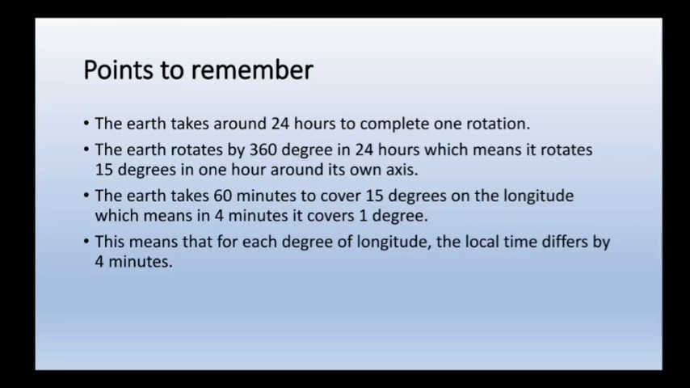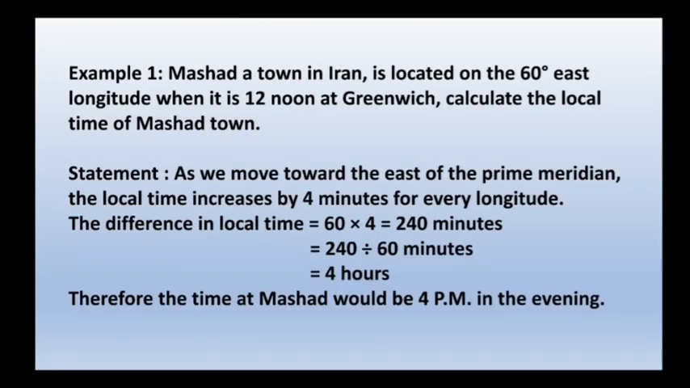Children, the local time of a place is calculated with reference to the time at the prime meridian, which is at 0 degree. So, let us see some examples of how local time of a place is calculated. Here we have some examples.